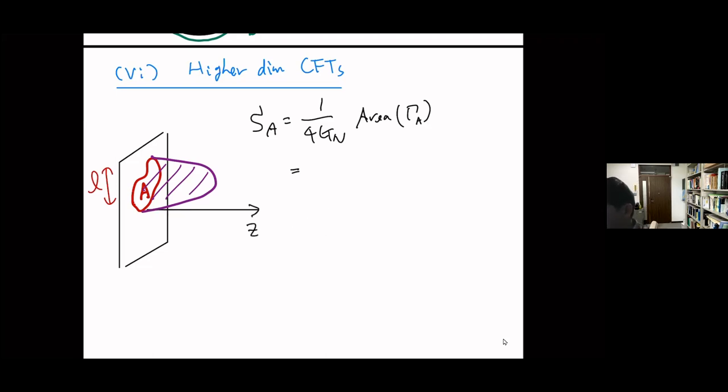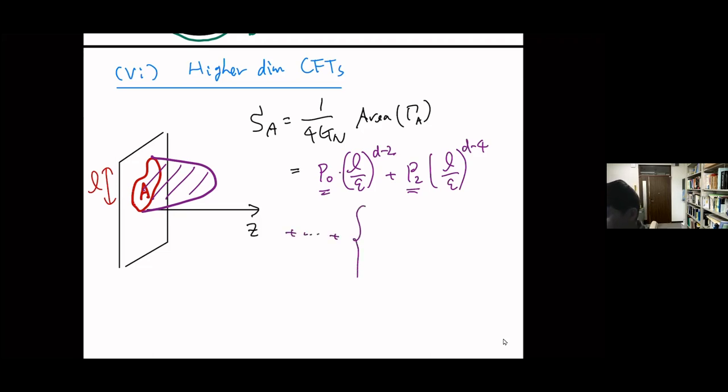So we have this P0, L over epsilon. This is the leading divergence, the area divergence. And the next-leading term looks like this, L over epsilon to the D minus four. This coefficient, of course, depends on the detailed shape of A, right? And then we end up with some final term. And of course, we take epsilon goes to zero, like we have this UV cutoff, always a UV cutoff.